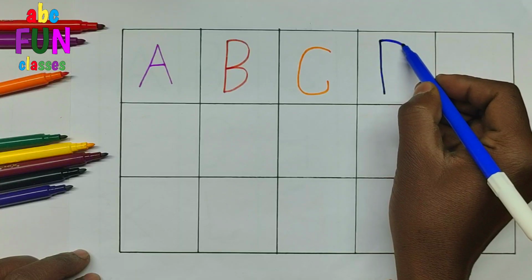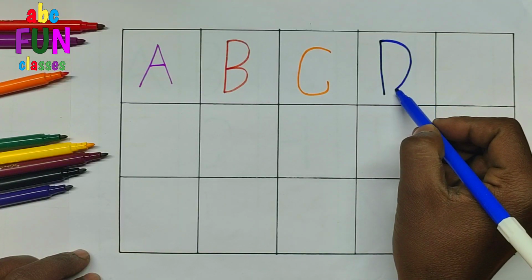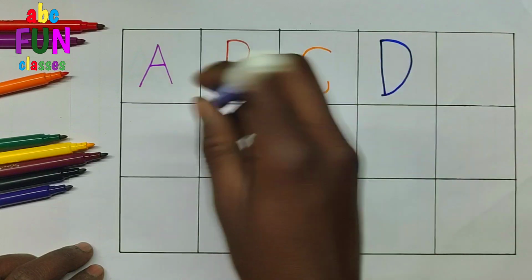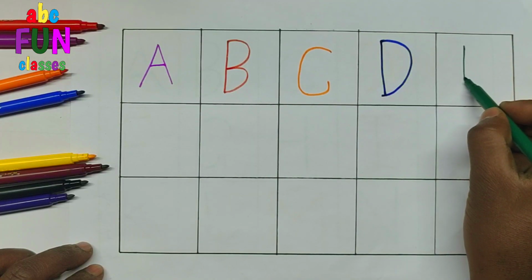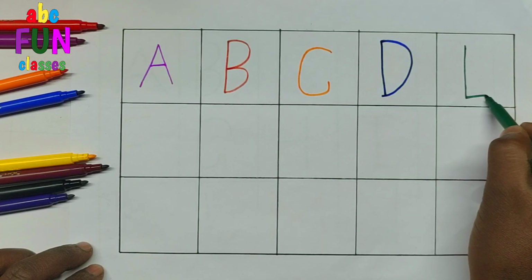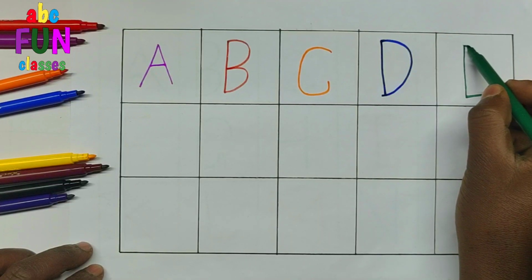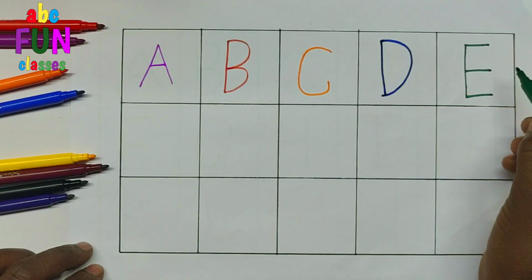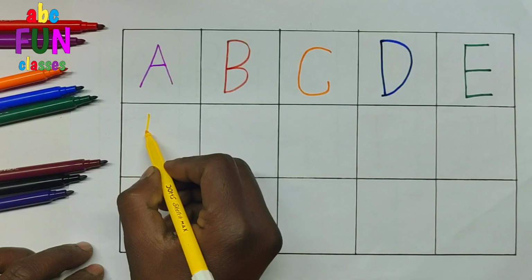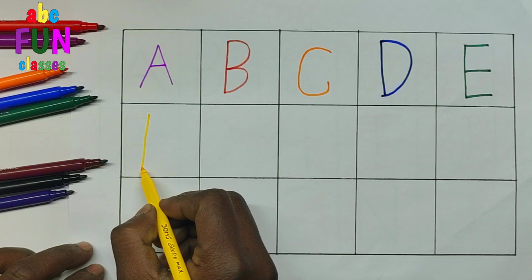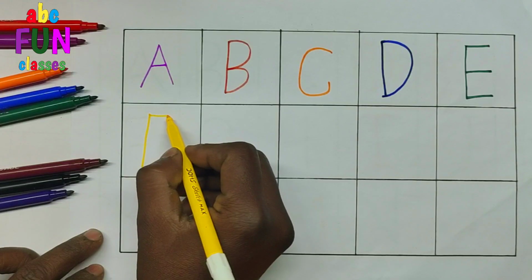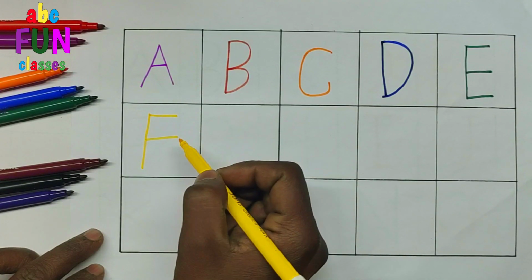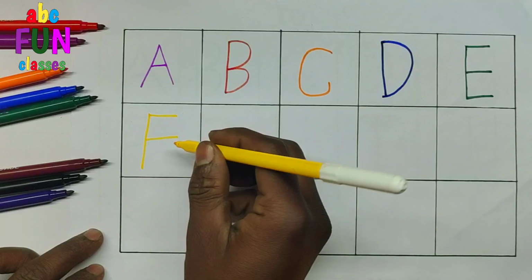D for dog, D for dog. E for egg, E for egg. F for fan, F for fan.